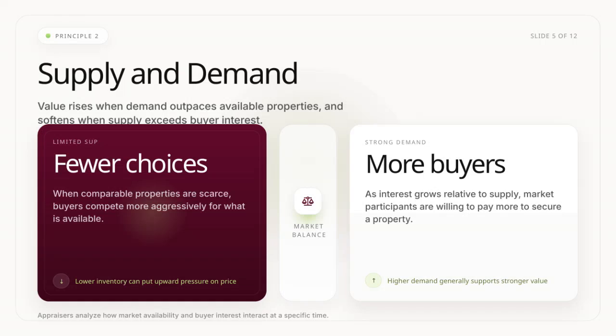Here we focus on the fundamental principle of supply and demand in real estate. Essentially, property values tend to rise when demand outpaces the available supply. When there are fewer properties on the market, buyers compete more aggressively, which puts upward pressure on prices. This limited supply means fewer choices, making each available property more valuable. On the other hand, when supply exceeds buyer interest, values tend to soften because sellers face more competition and buyers have more options. The key is market balance.